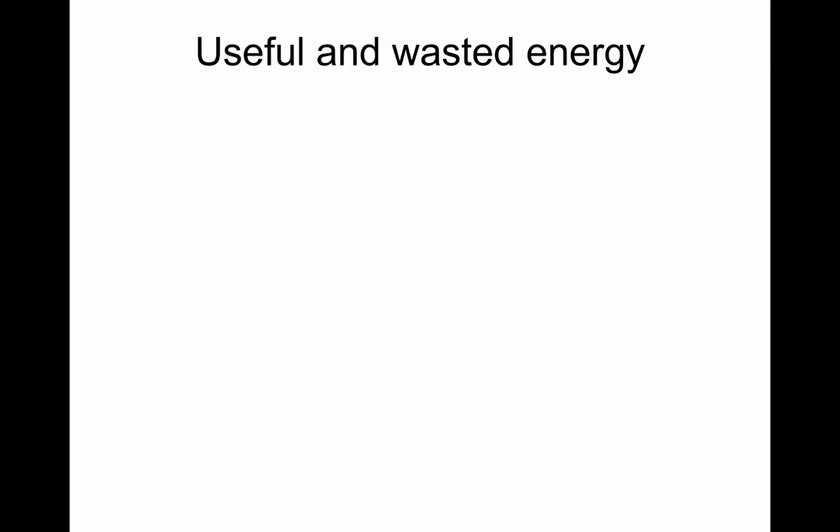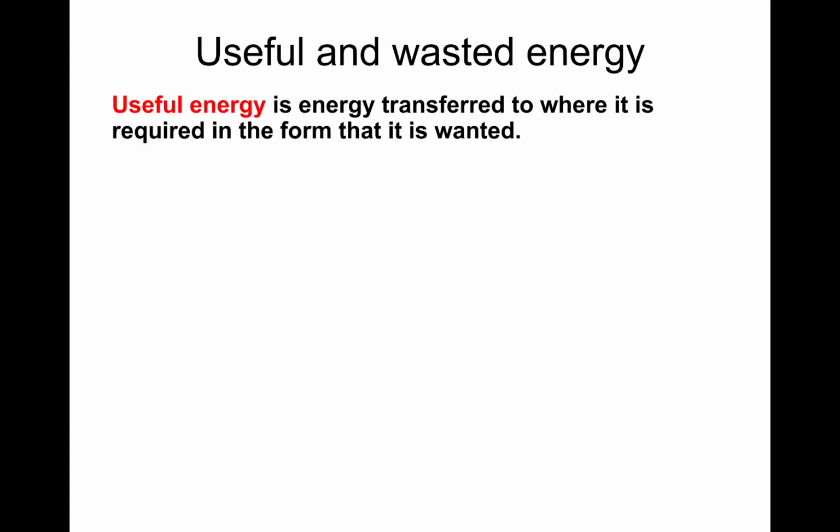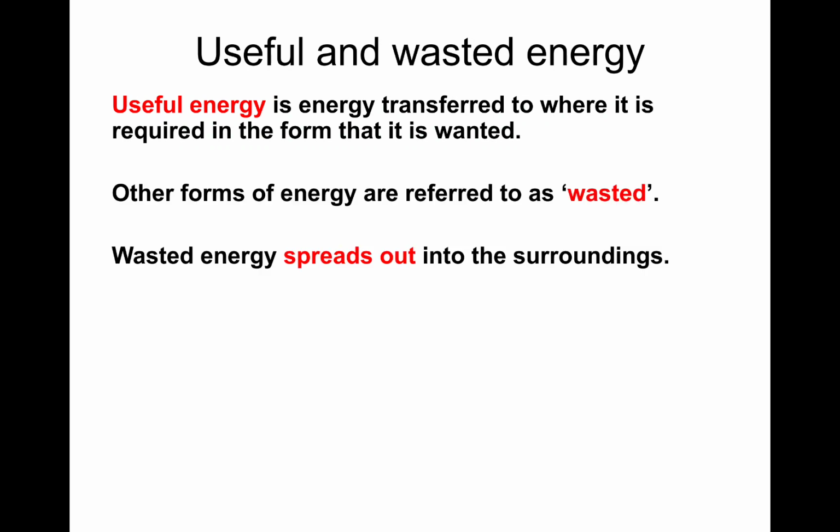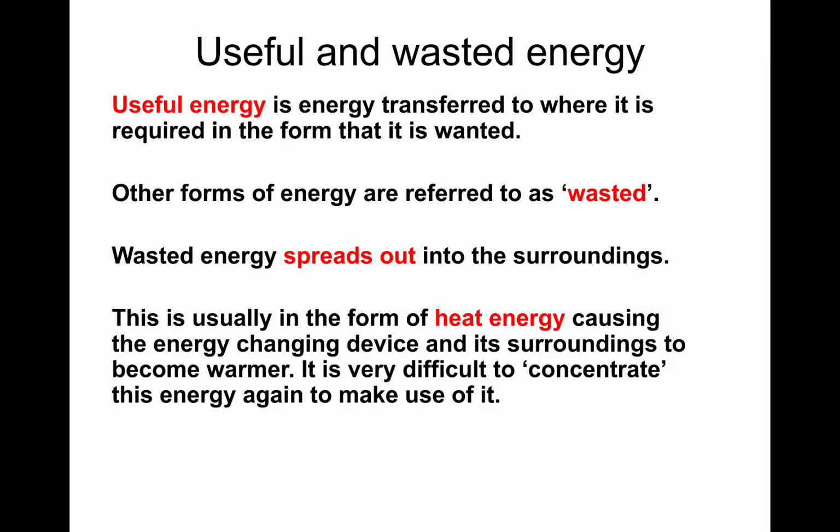So first of all, we need to know what useful and wasted energy are. Useful energy is energy transferred to where it is required in the form that it is wanted. And then all other forms of energy are referred to as wasted. Wasted energy then spreads out into the surroundings. It's usually in the form of heat energy, causing the energy changing device and its surroundings to become warmer.